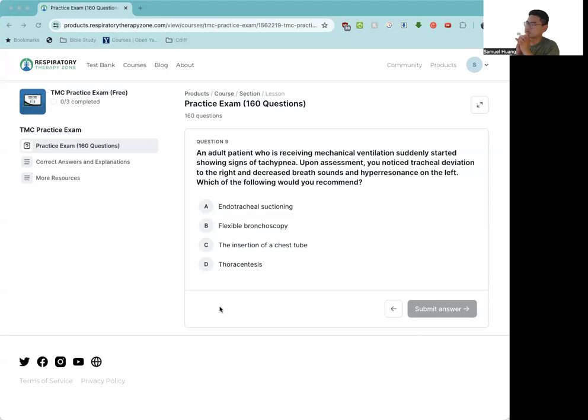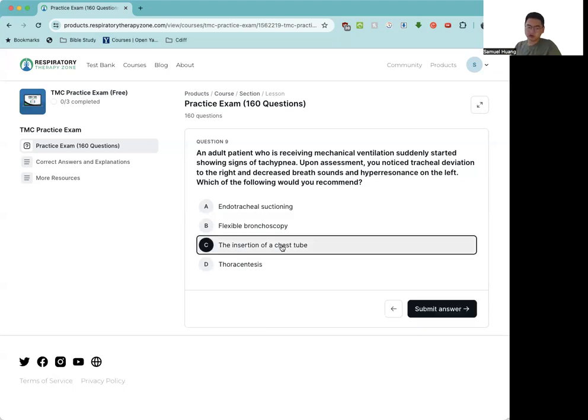So maybe there is a pneumothorax on the left, because hyperresonance makes us think that there's air where there shouldn't be, like air between the visceral lining and the pleural lining. And then you have tracheal deviation. So going back to the concept before, it's a tension pneumothorax on the left pushing the trachea to the right, because there's air on the left side pushing the trachea over. What we want to do is an insertion of the chest tube. That's what you do for pneumothorax.